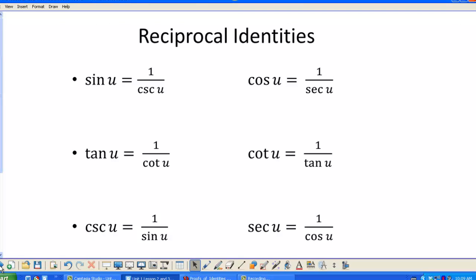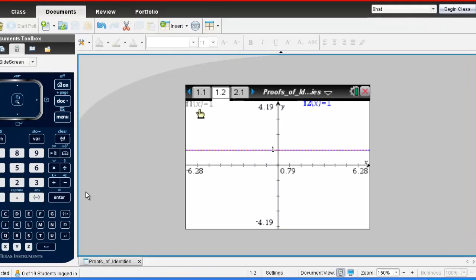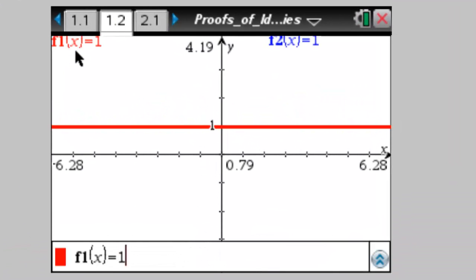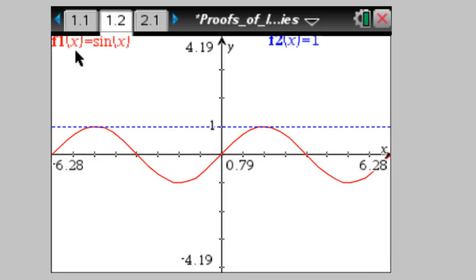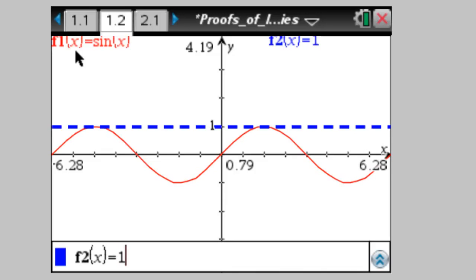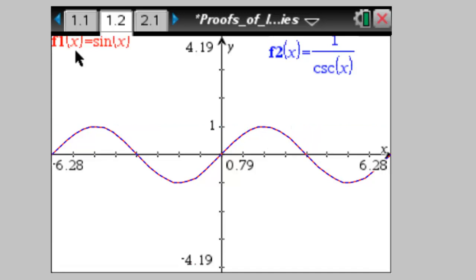So here are the reciprocal identities. As a reminder, you can freeze the screen, pause to write these down. What I'm going to spend time doing is showing you why they're true. So let's take the sine of u equals 1 over cosecant of u. Notice here that if I type in the sine of x, and I have to use x on the graphing calculator instead of a u, that's the graph of the sine x. But now if I graph 1 over the cosecant of x, I get the same graph. That's why they're an identity.